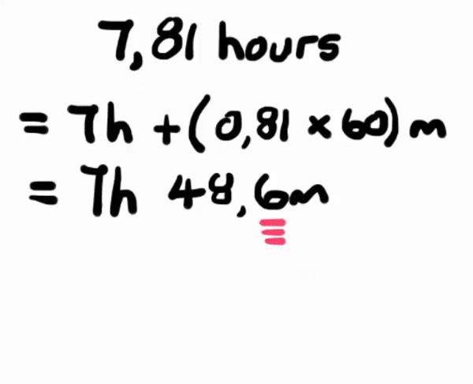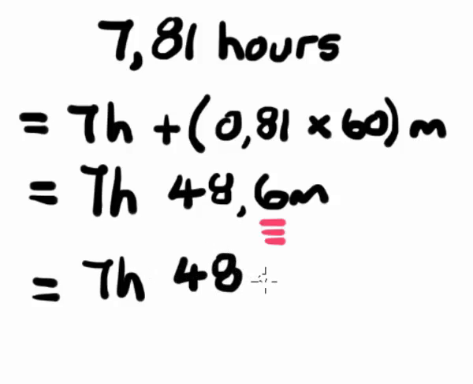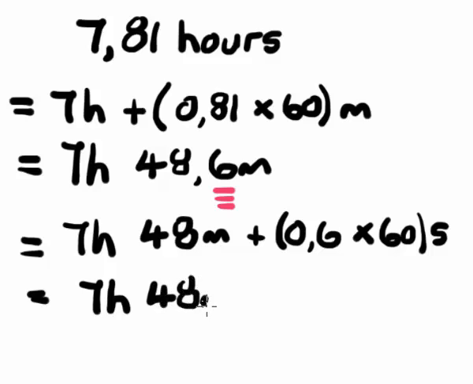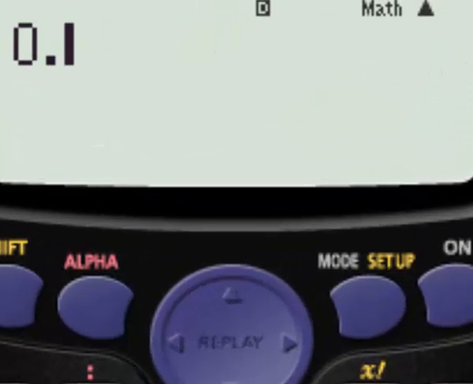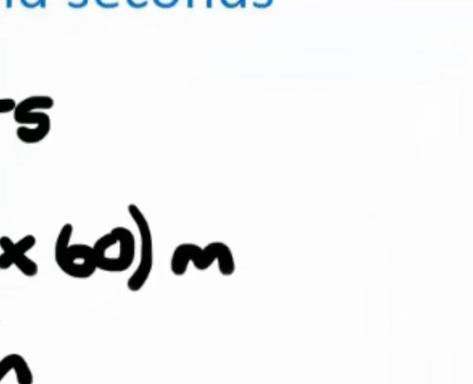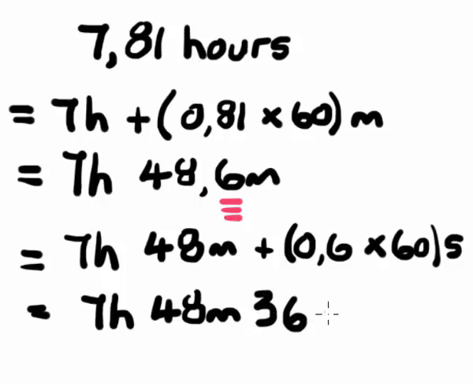So now what we have to do is take this part of the minute and convert that into seconds. So we're going to do a similar thing to what we've just done. This is going to be 7 hours, 48 minutes. And then to that we have to add your 0,6 minutes, which we have to multiply by 60 to get it to seconds. So let's just write the first part down here. It's going to be 7 hours, 48 minutes. And to calculate our seconds, we're going to use our calculator. So it's going to be 0.6 multiplied by 60. And that gives us exactly 36 seconds. So this is going to be 36 seconds.